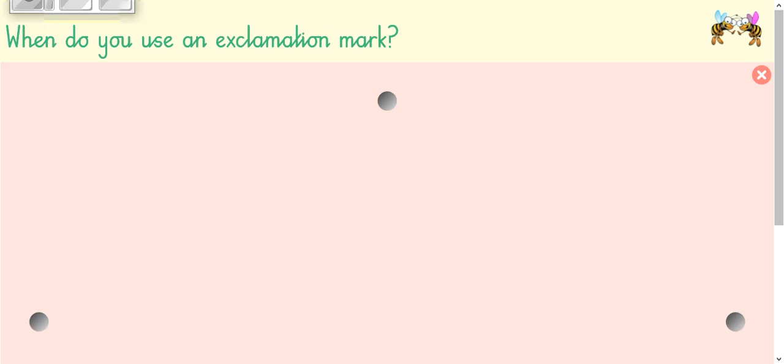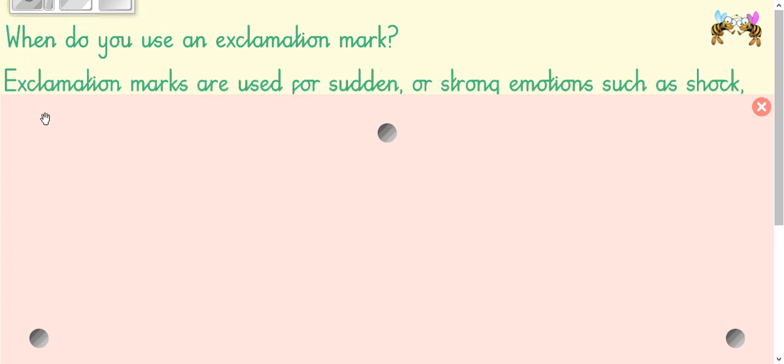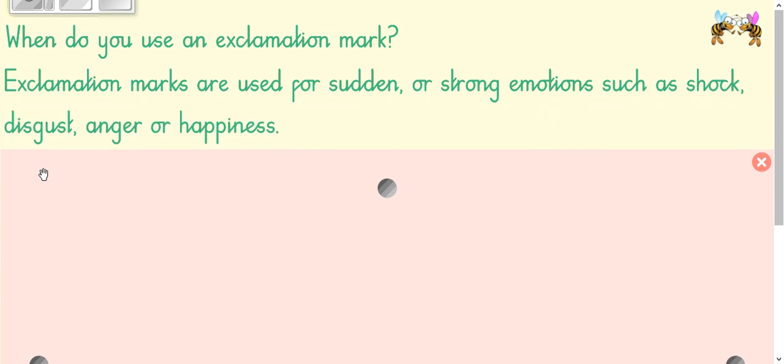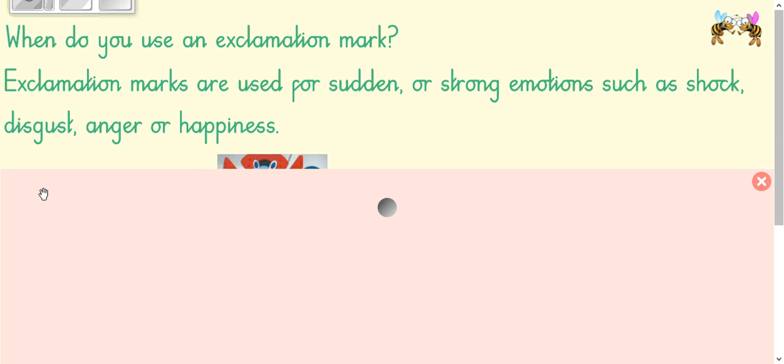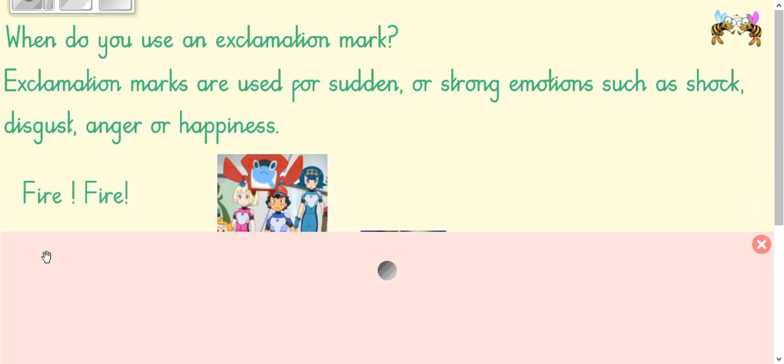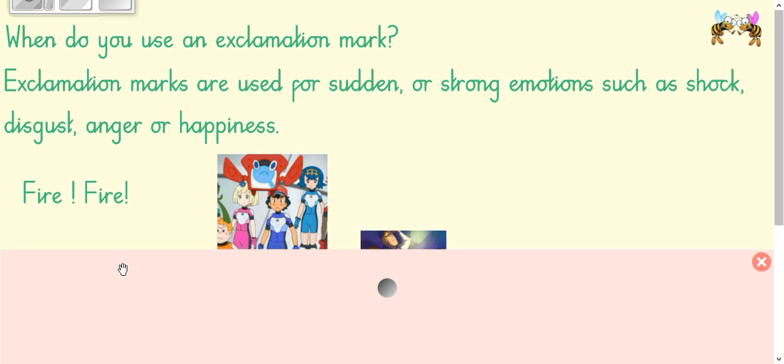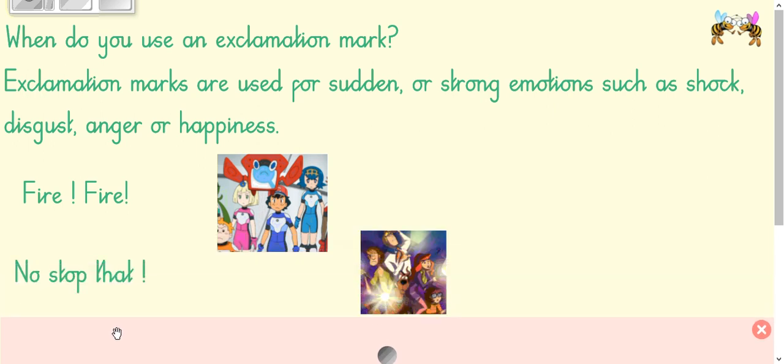So, when do you use an exclamation mark? Exclamation marks are used for sudden or strong emotions such as shock, disgust, anger, or happiness. Just like in my examples here. Fire! Fire! As you can see, here is my exclamation mark. No! Stop that! At the end of my sentence, I have used my exclamation mark because I am showing a strong emotion.